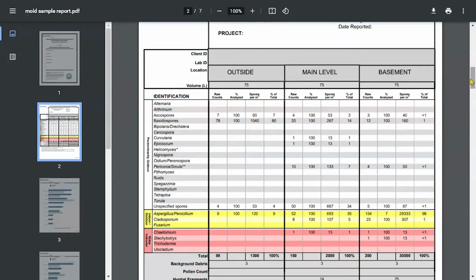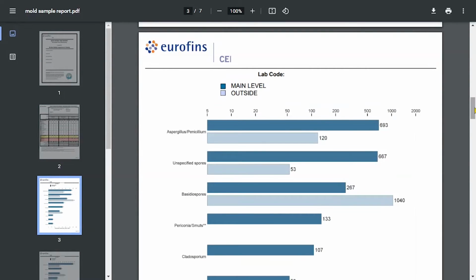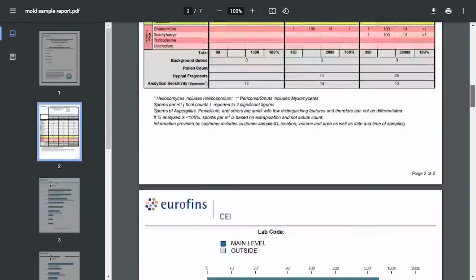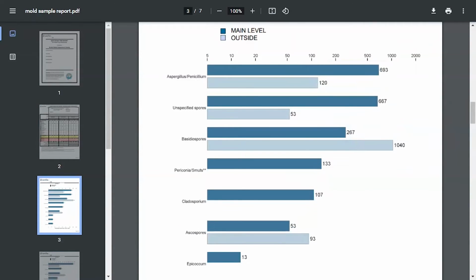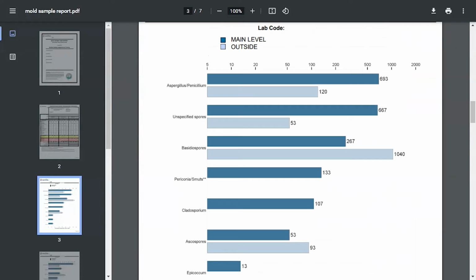So scrolling down, this is just more visual information based on what we already saw here. By the way, different labs will present this information differently. This is the lab that we use, Eurofins. So this is the main level versus the outside. And this has to do with the calculated spores per cubic meter, so not the total spore count. So this is sort of guesstimating what the air in general is like in that space. It does seem to be elevated from the outside.